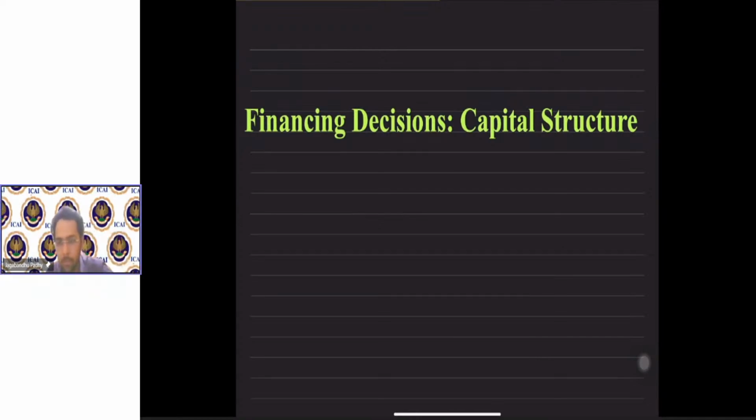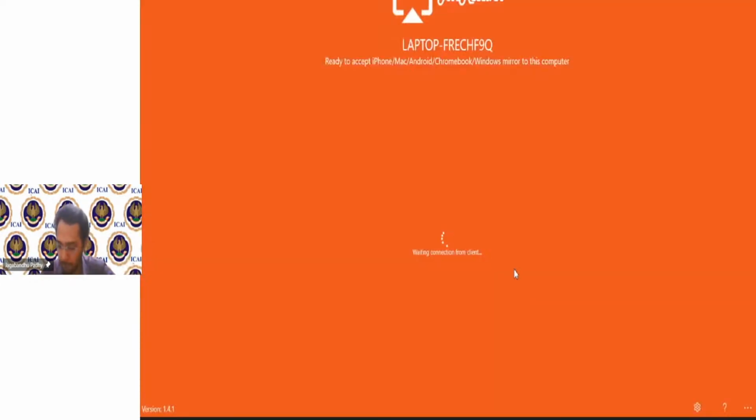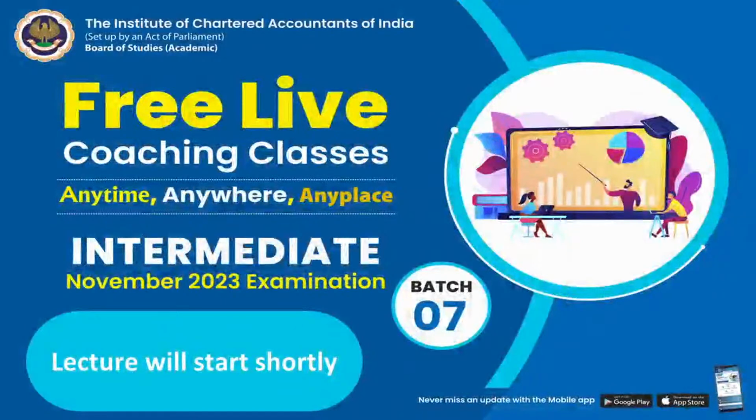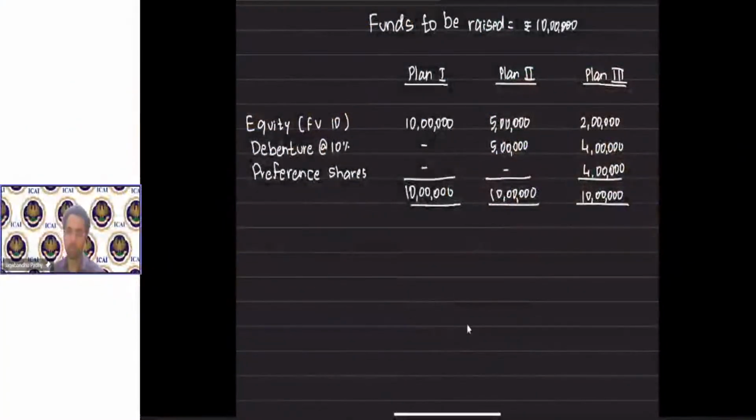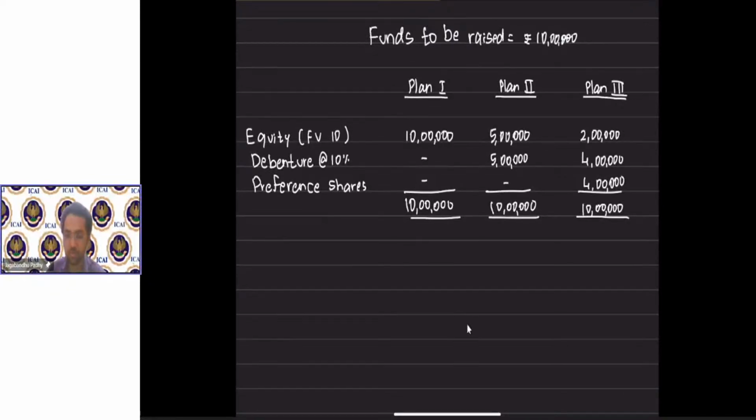Okay, we are unable to view your writing. Is it? Okay. So I think now it's visible, guys. So we have these three plans. I think it's visible to you now. Yeah, there was some technical glitch, guys. So I just tried to reconnect and I think everything's good now, right?